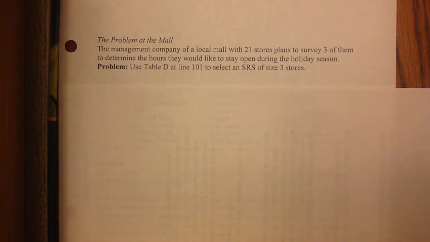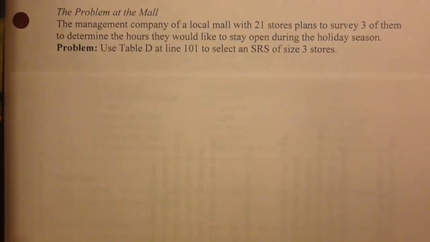Today we're beginning chapter 4, looking at section 4.1. We're beginning with the problem at the mall. The management company of a local mall with 21 stores plans to survey 3 of them to determine the hours they would like to stay open during the holiday season. We're going to use table D at line 101 to select an SRS of size 3 stores.